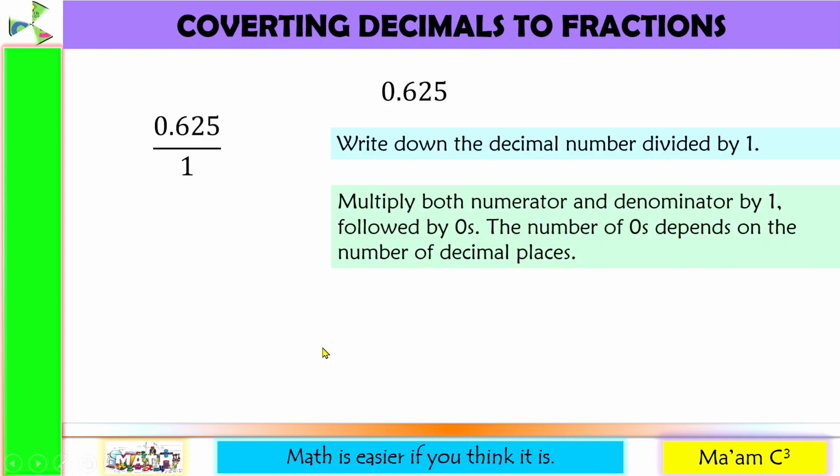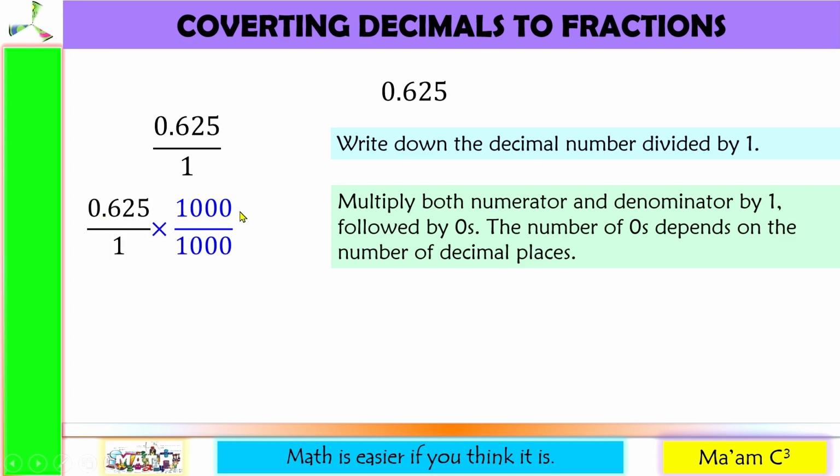Step 2, multiply both numerator and denominator by 1 followed by zeros. Let us count how many numbers we have on the right of the decimal point. We have 1, 2, 3. So we're going to multiply this by 1 followed by 3 zeros. That is 1,000. We're going to do the same thing in the denominator.